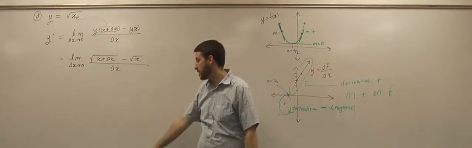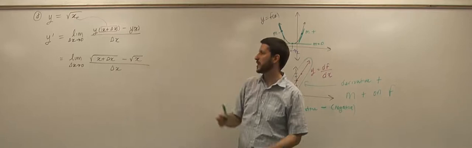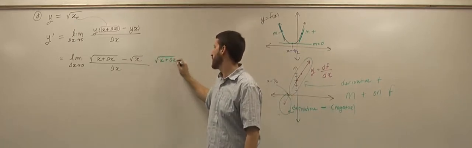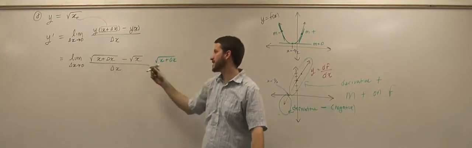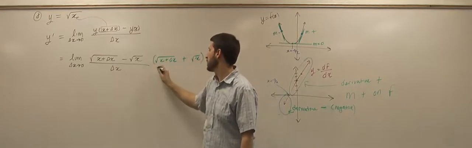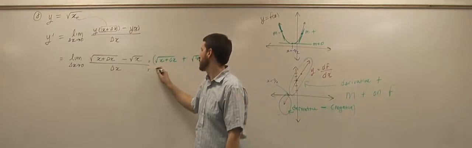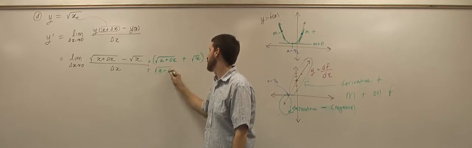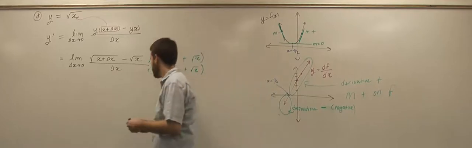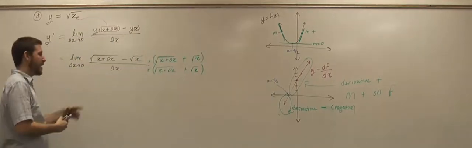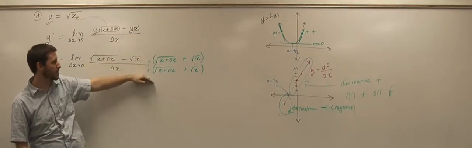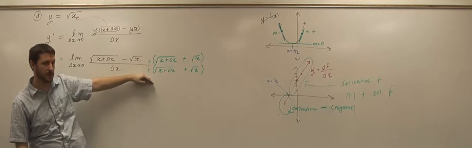So to actually evaluate this limit, I hit top and bottom by the conjugate. What's the conjugate here? Square root of x plus delta x plus square root of x. Right, so you change the sign in the middle. Keep the square root of x plus delta x, keep the square root of x, but change it to plus in the middle. And do the same thing on bottom. Square root of x plus delta x plus root x. And just like before, I am going to want to multiply on the top to help me get rid of these roots. I'm not going to multiply on the bottom in hopes that things cancel.